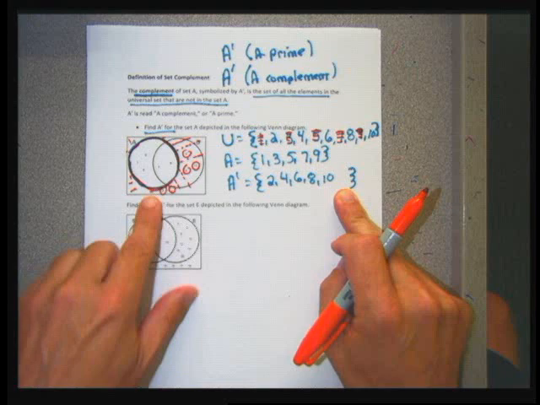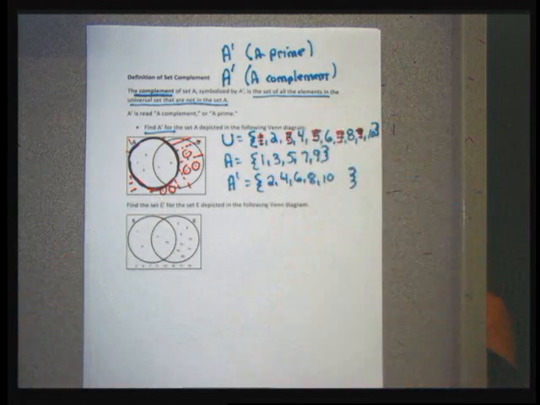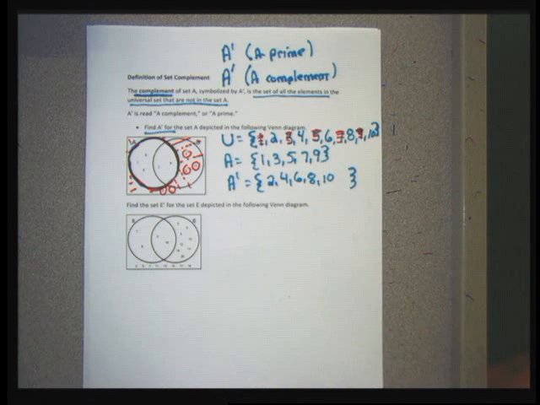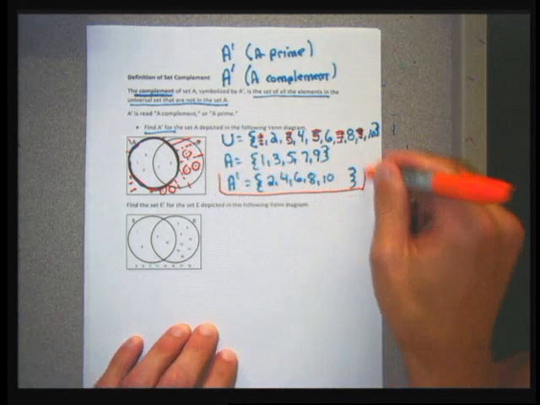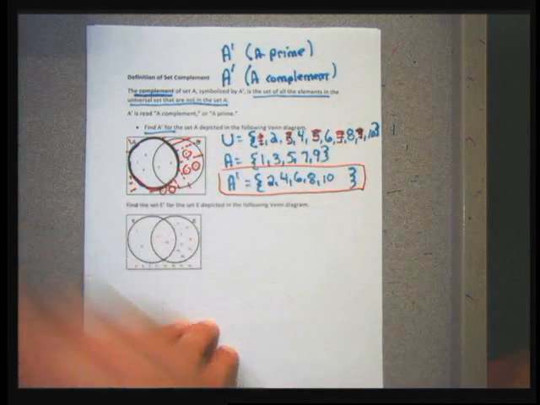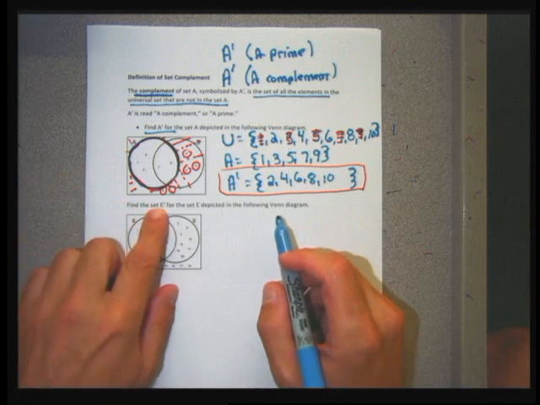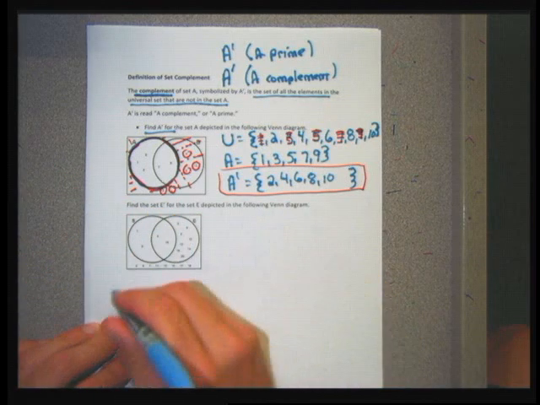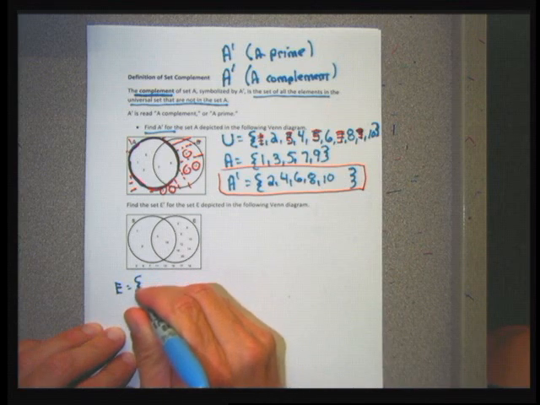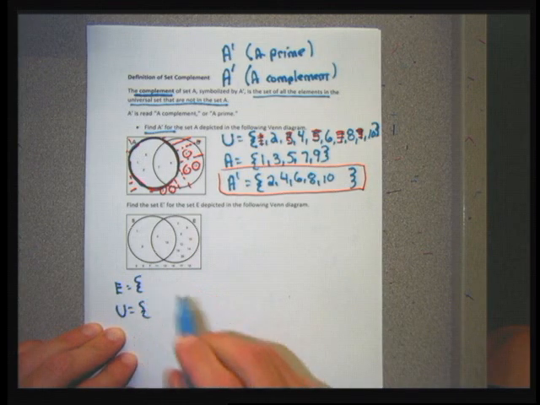And pictorially, that's a way to figure out what the complement was without having to do crossing out of a universal set. So the answer to find A prime or A complement is the set 2, 4, 6, 8, and 10. Same sort of issue here. I ask you to find E complement for the set E. If I wanted to do this without looking at the picture, I'd have to write down what the sets E and U are. We did this already, so I'll quickly do them.